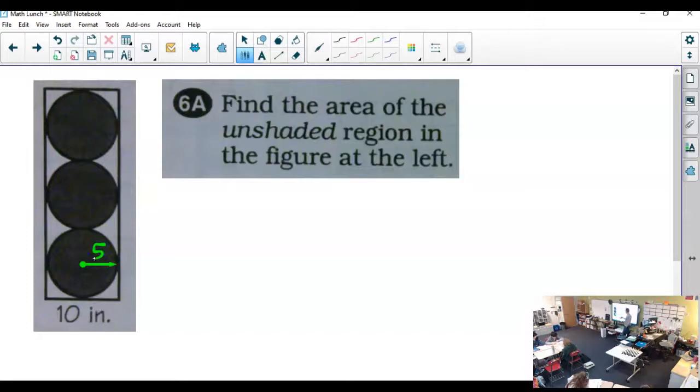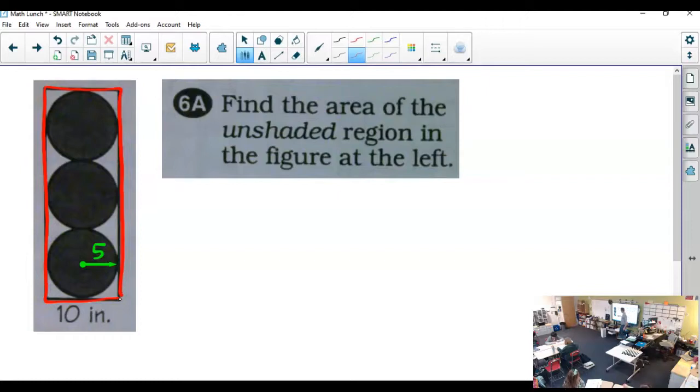Now, first off, since it says find the unshaded area, when we start looking at this, we say, okay, the unshaded area is a rectangle, but then take away 3 circles. Kind of looks like a can of tennis balls. Right? Have you ever bought a can of tennis balls?